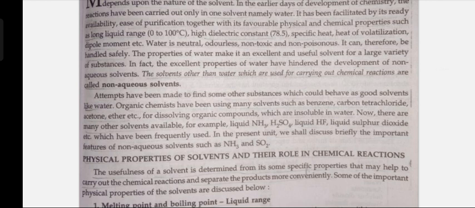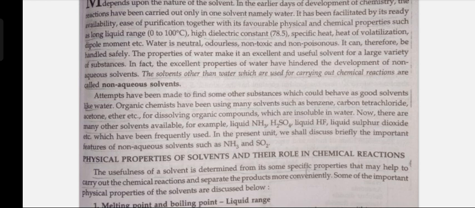Attempts have been made to find some other substance which could behave as a good solvent like water. Organic chemists have been using many solvents such as benzene, carbon tetrachloride, acetone, ether, etc. for dissolving organic compounds which are insoluble in water. Now there are many other solvents available, for example liquid ammonia, H2SO4, that is sulfuric acid, hydrogen fluoride, liquid sulfur dioxide, etc., which have been frequently used.